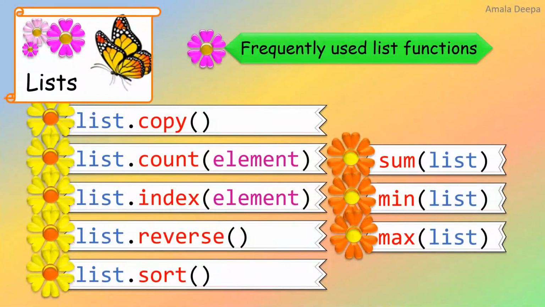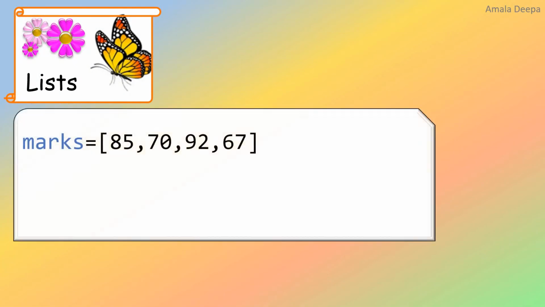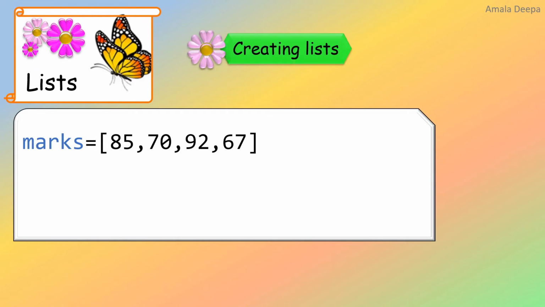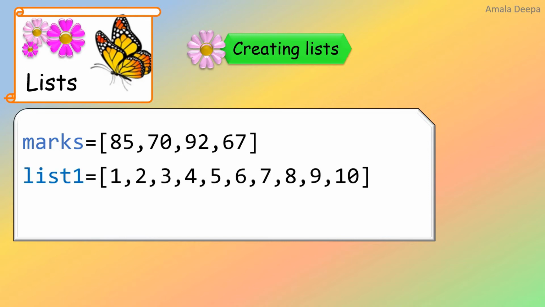Next, I will teach you another method by which you can create lists. The usual way of creating lists is by placing the elements within square brackets. But if you want to generate lists with a series of values, so here I have taken a list with the numbers from 1 to 10. There is an easy way by which you can generate this type of lists.